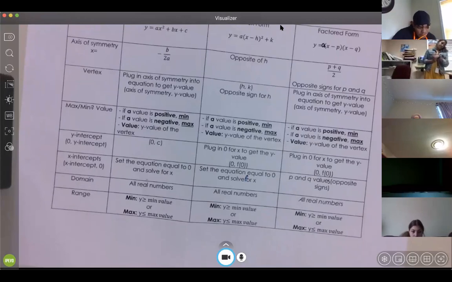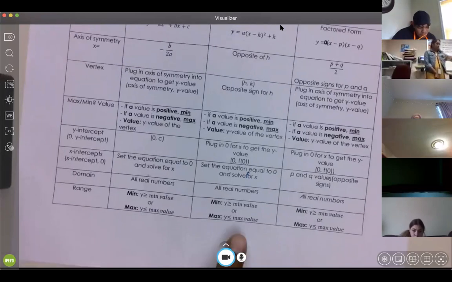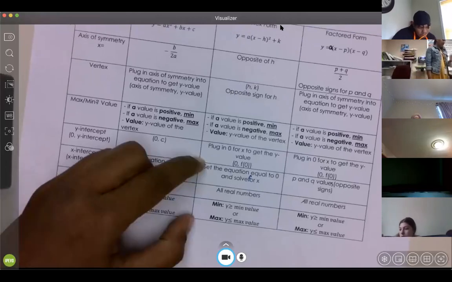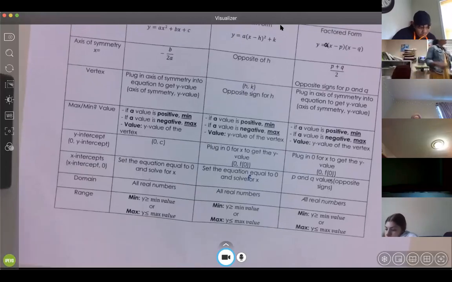For domain, it's just all real numbers, so you can have any x value you want. And the range, depending on whether you have a minimum or maximum, it's going to change. If you have a minimum, it's y is greater than or equal to the minimum value. If you have a maximum, it's y is less than or equal to the maximum value. But like I said, don't worry too much about x-intercepts, domain, and range. We're not really going to focus on it a ton. Just useful information to know.